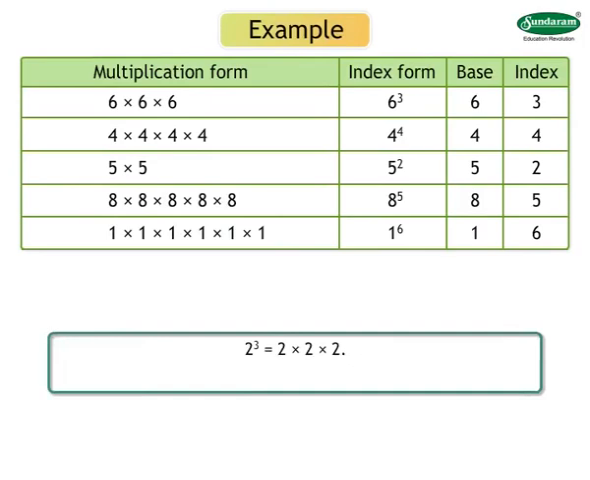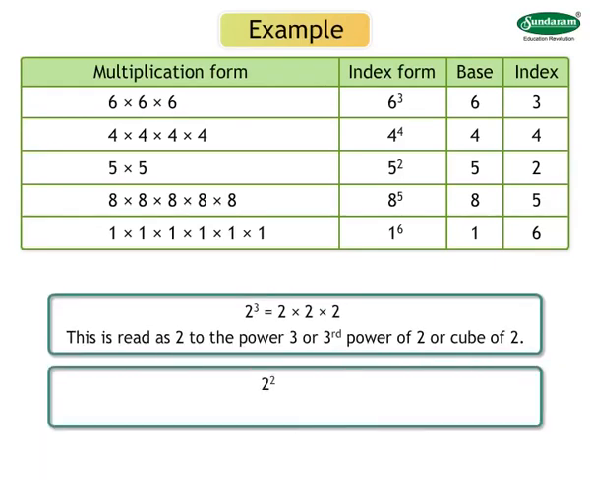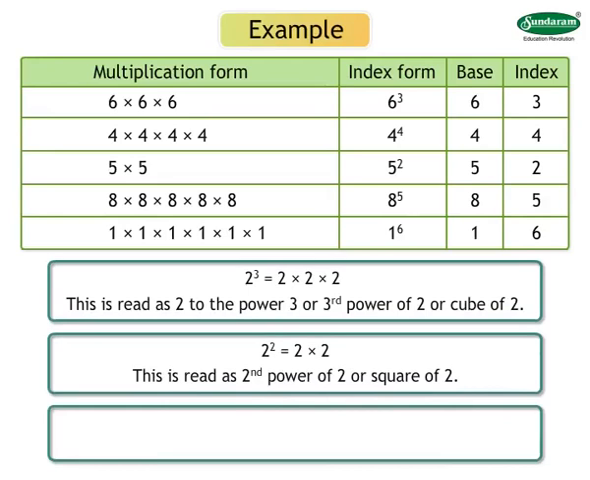2 to the power 3 equals 2 into 2 into 2. It is read as 2 to the power 3 or third power of 2 or cube of 2. 2 to the power 2 equals 2 into 2. This is read as second power of 2 or square of 2. 2 to the power 1 is equal to 2. First power of a number is the number itself.